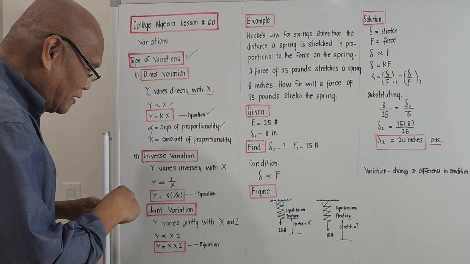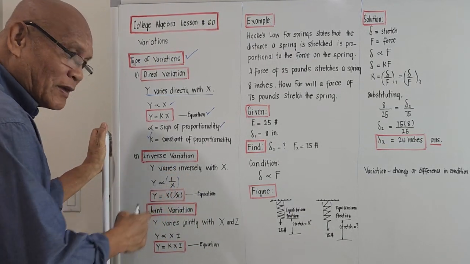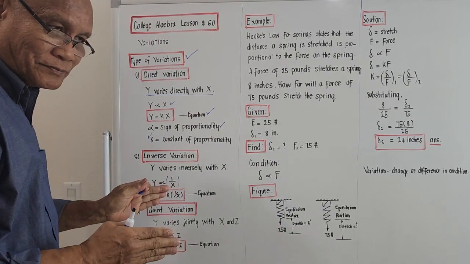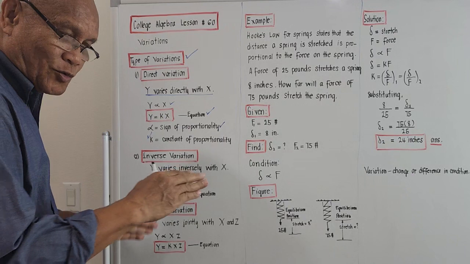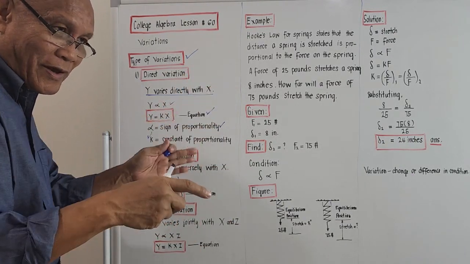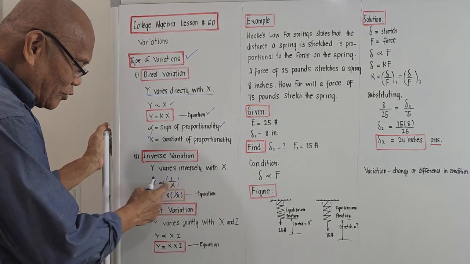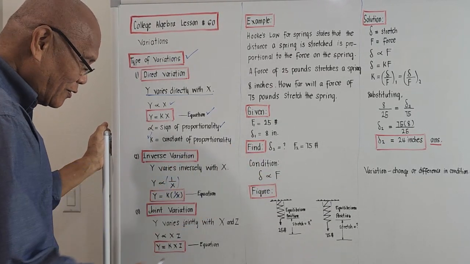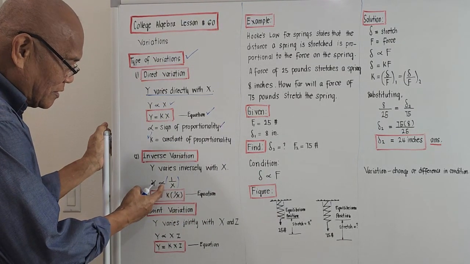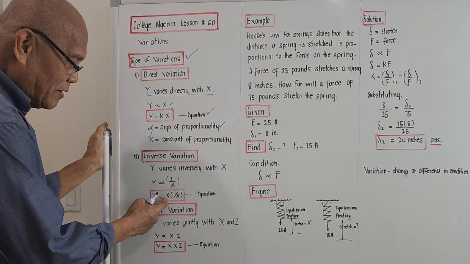If we try to write it, it will be something like this. It should be 1 over x, because if it's only x, they are directly proportional, right? But if it's 1 over x, the inverse of x is 1 over x. So y is inversely proportional to x. And if we put it in terms of an equation, we replace this sign of proportionality by a constant k.